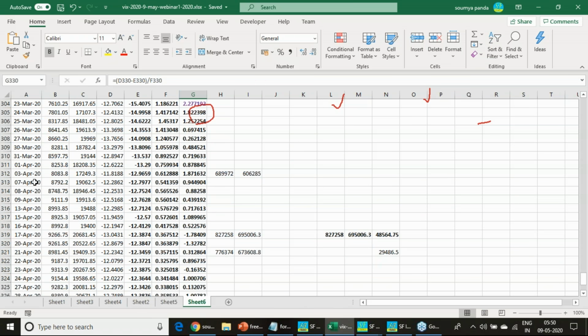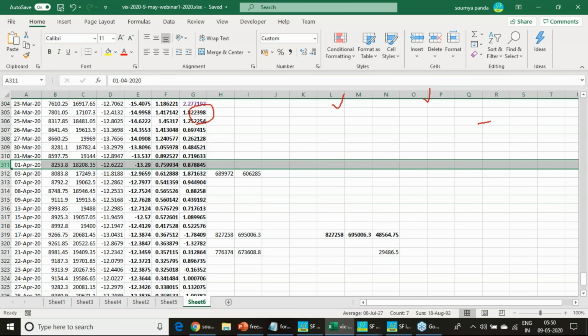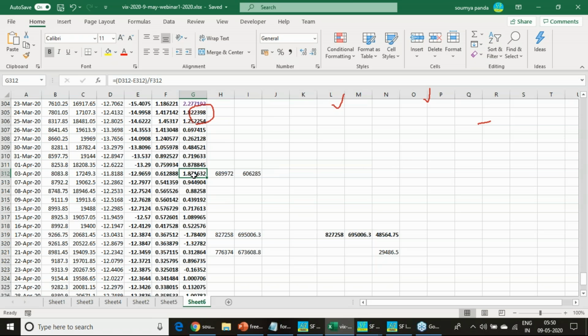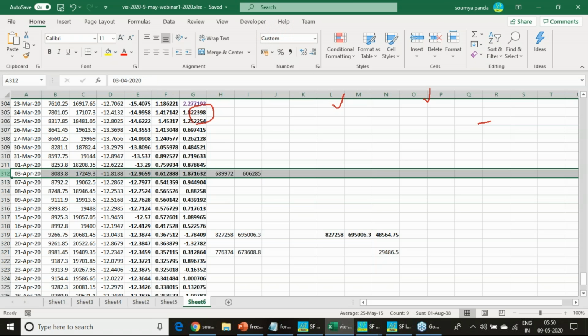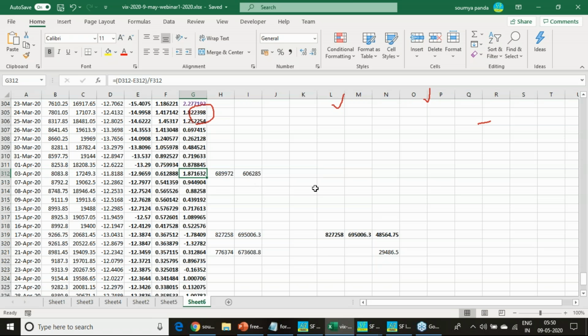So in the month of April, I'm just going from 1st April onwards. You can see near 3rd April, it has gone to 1.87. So here, hedge ratio, most of you will be talking about hedge ratio. For each one lot of Nifty, how many lots of Bank Nifty should be bought or sold? It has to be a 2.13 ratio.